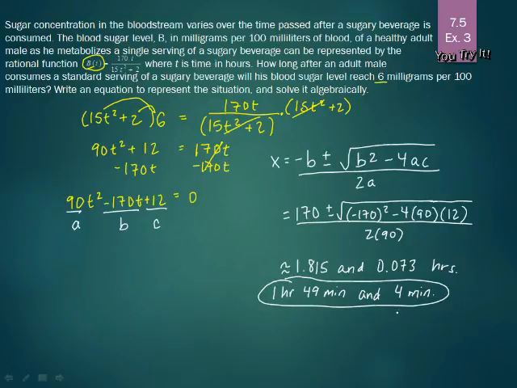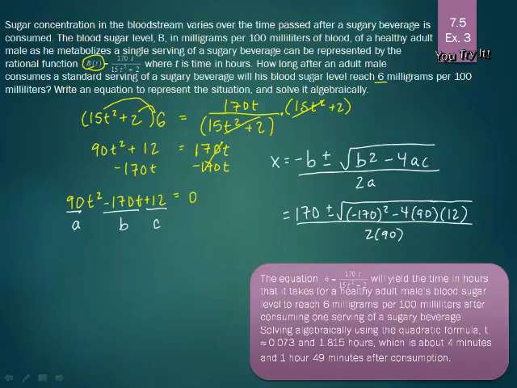Let's go ahead and summarize our answer. The equation 6 equals 170t divided by the sum of 15t squared and 2 will yield the time in hours that it takes for a healthy adult male's blood sugar level to reach 6 milligrams per 100 milliliters after consuming 1 serving of a sugary beverage. Solving algebraically using the quadratic formula, t is approximately 73 hundredths and 1 and 815 thousandths hours, which is about 4 minutes, and 1 hour 49 minutes after consumption.